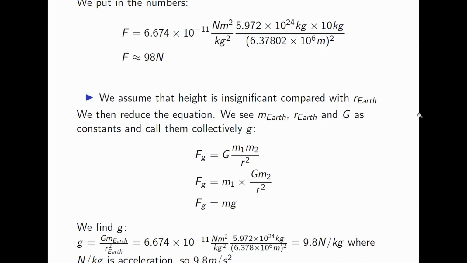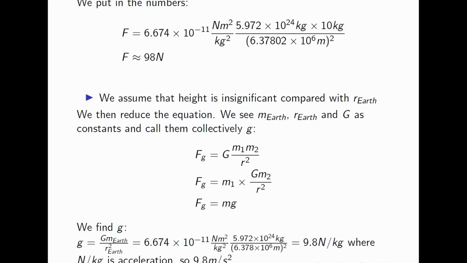So let's continue. So like I said, we put in the numbers. So we get 6.674 times 10 to the minus 11th Newton meters squared per kilogram squared times 5.972 times 10 to the 24th kilogram times 10 kilograms, that's M1 and M2, divided by 6.37802 times 10 to the 6 meters squared, giving us 98 Newton, like I said.